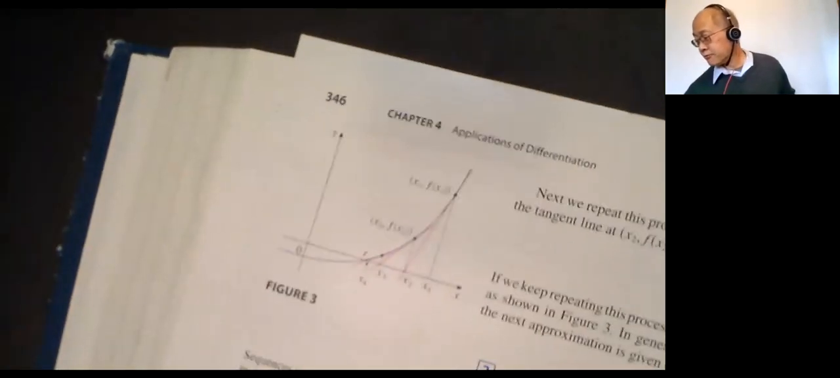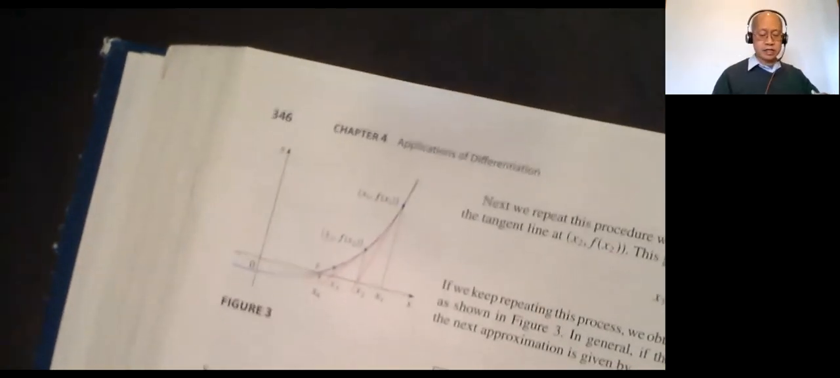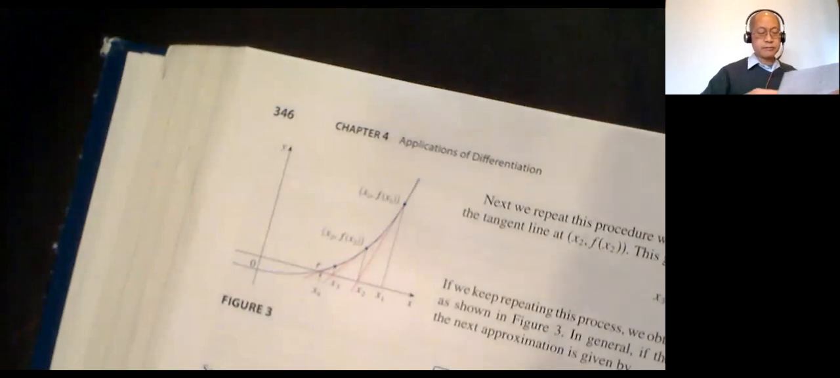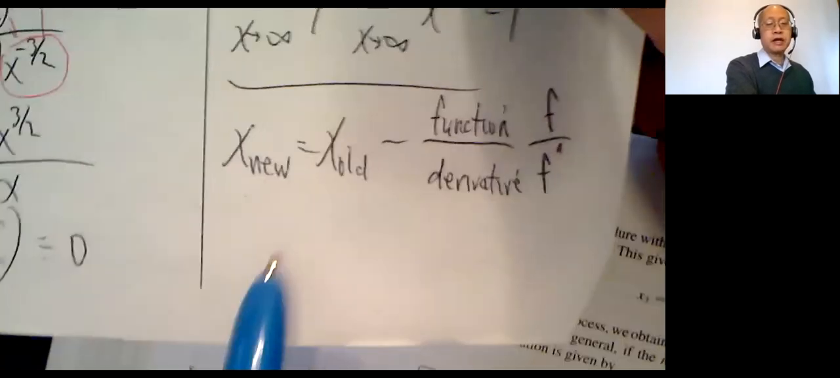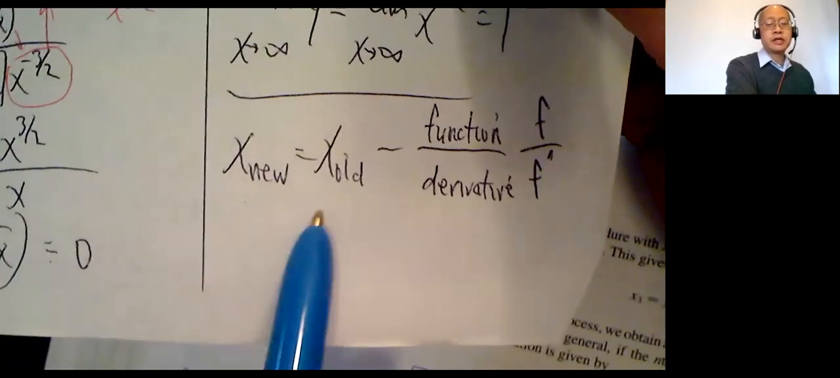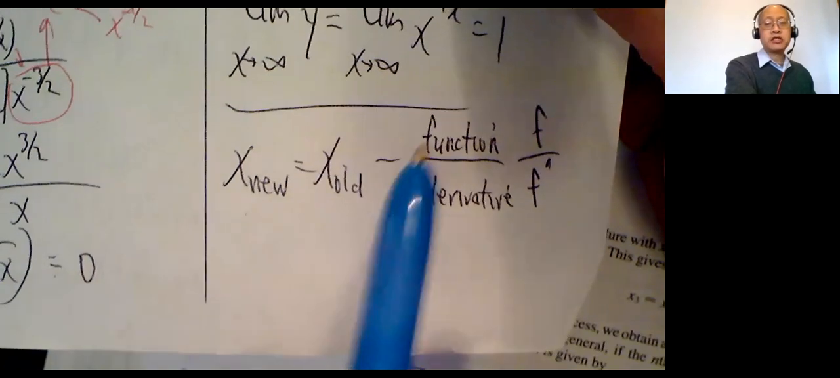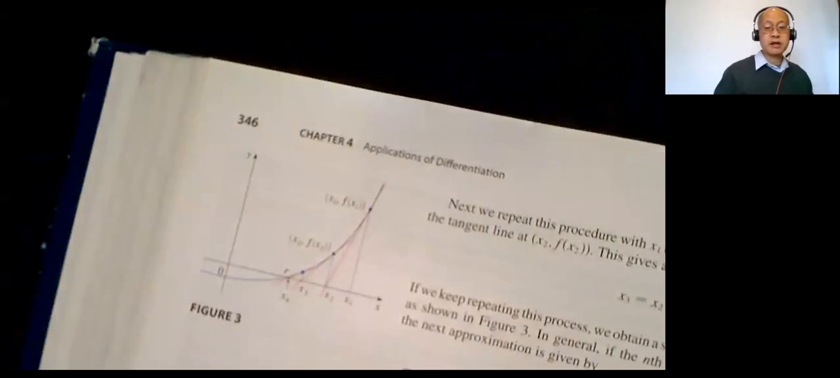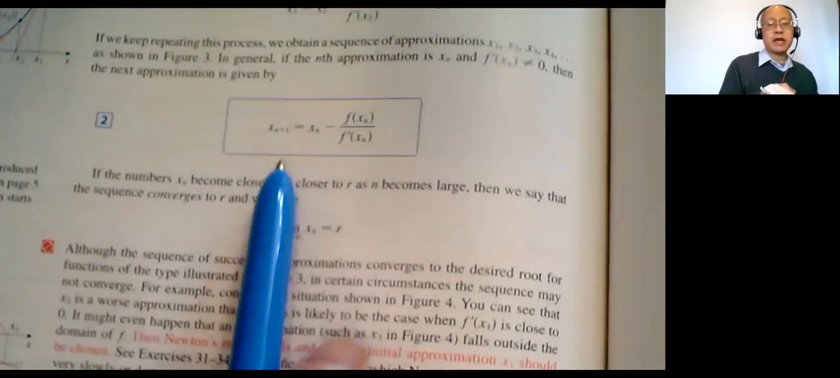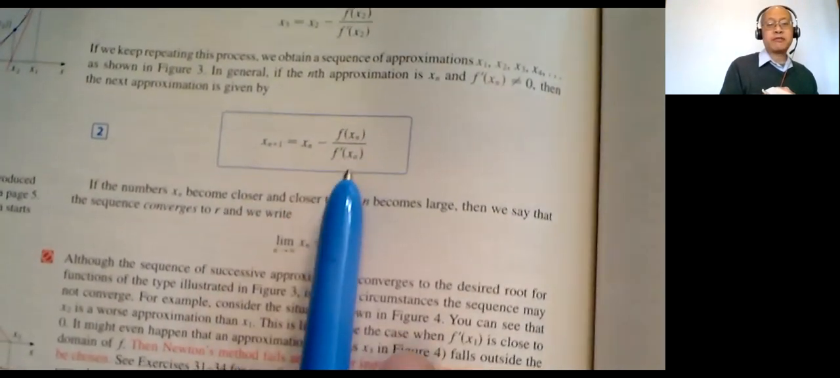Now, I have the Melvin-Hom variation of that, which is exactly the same. And this is what I like. Okay. If I were to make you memorize it, which I'm not, this is essentially what's happening. X new is the x old minus function divided by derivative, f divided by f prime. Okay, this is equivalent to this. X sub n plus 1 equals x sub n minus f of xn divided by f prime of xn.